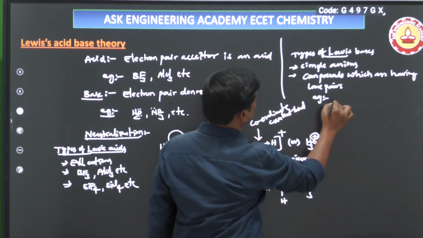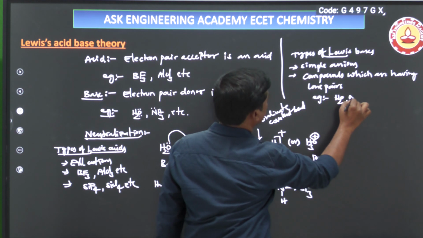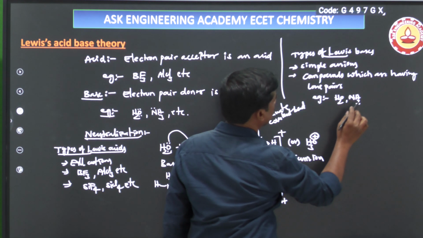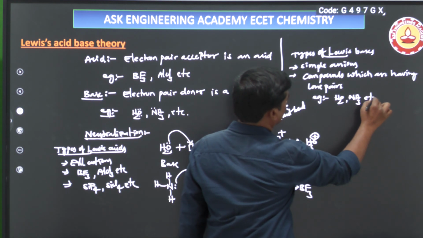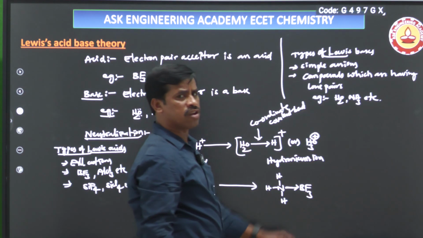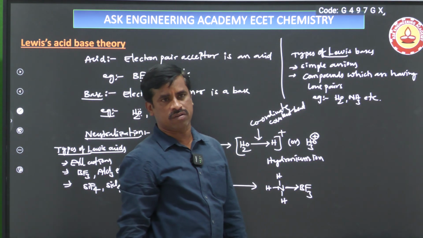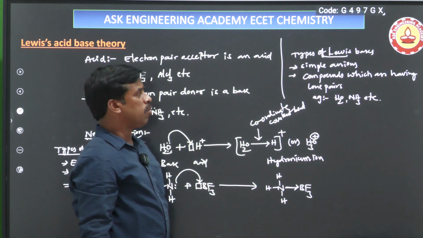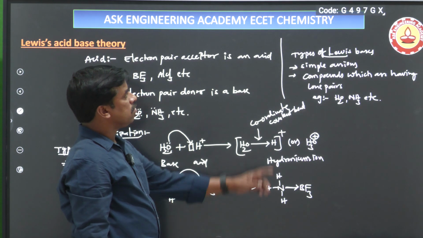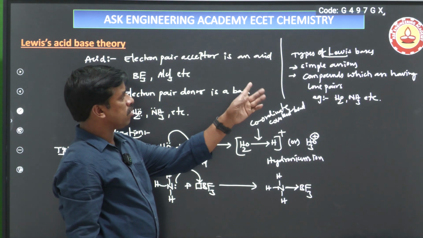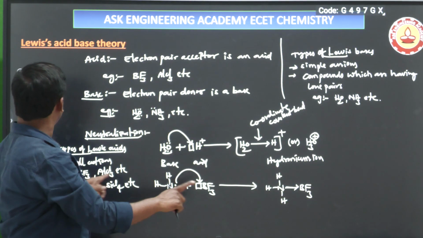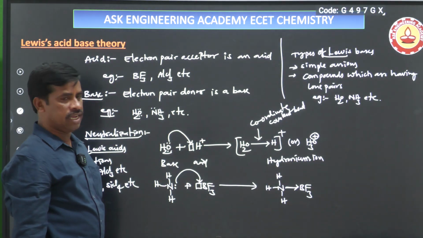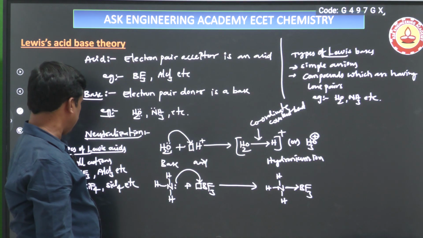Examples, here you can write H2O, NH3, etc. These belong to Lewis bases. Simple anions means the compounds which have a minus charge. Anion means what? The compound which has a minus charge is called an anion. All simple anions are said to be Lewis bases. This is the information about Lewis acid base theory.